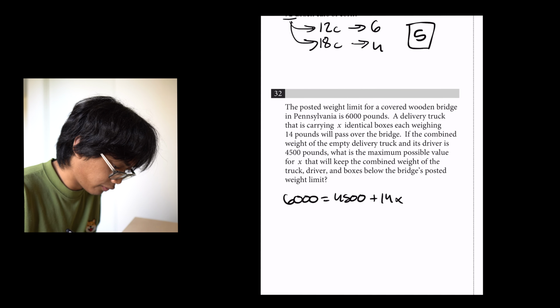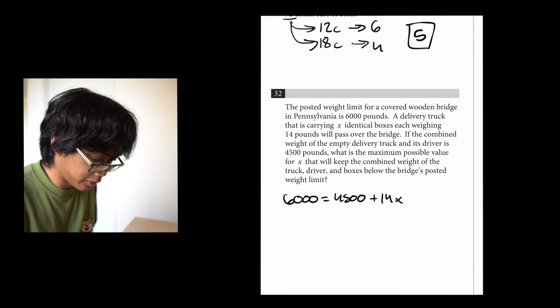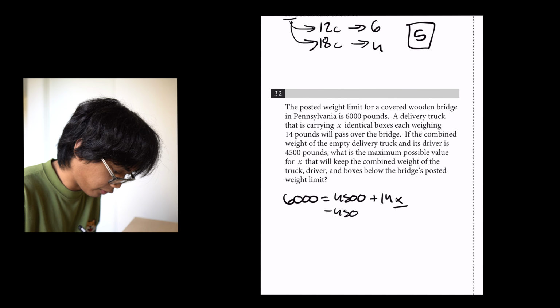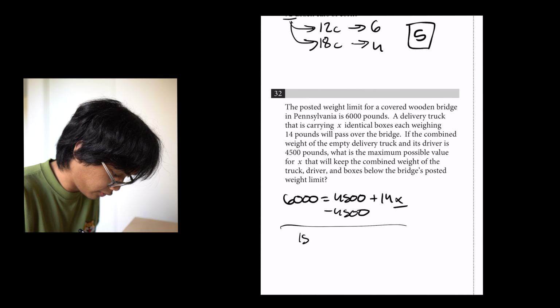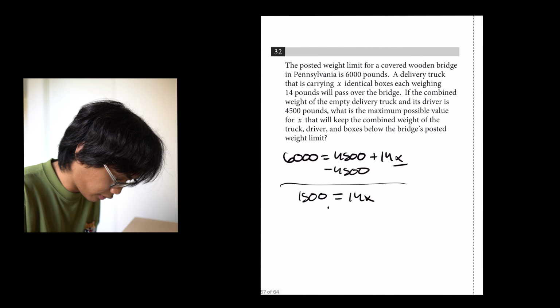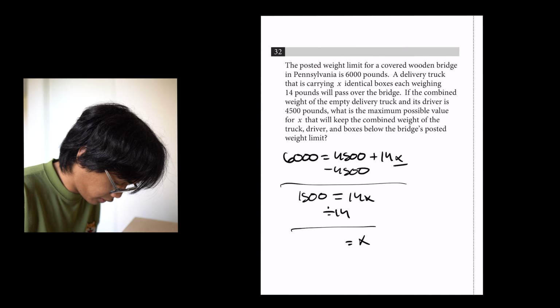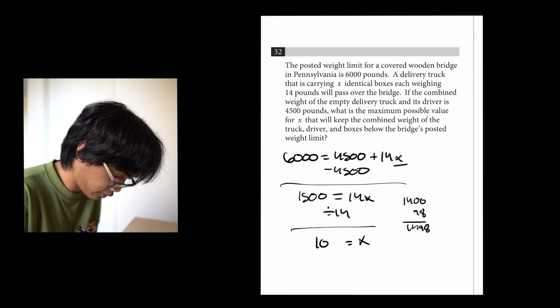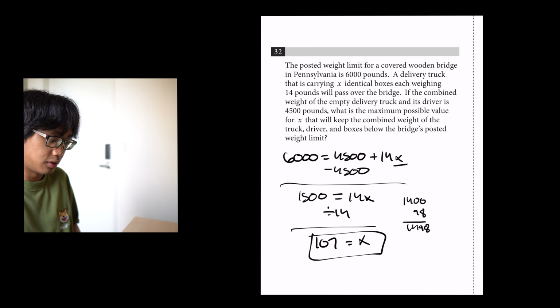So to find the number of boxes that you can carry, which is X, first we can subtract 4,500 on both sides, which will give us 1,500 equals 14x. Divide by 14 on both sides, which will give us x is equal to, so the maximum should be 107. Should be the maximum, because if you go to 108, this value is going to be more than 1,500, so it can't be that.